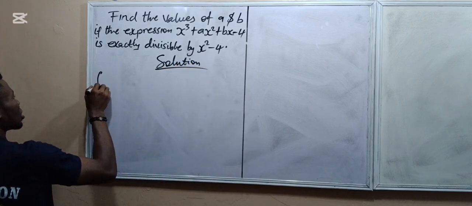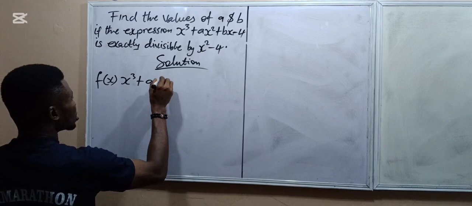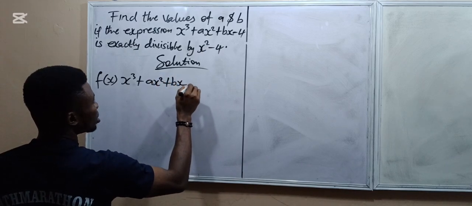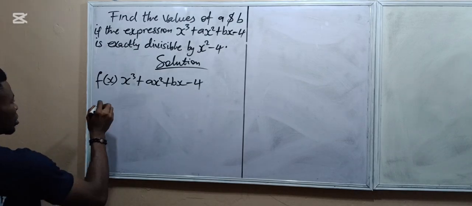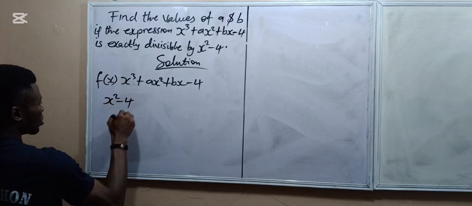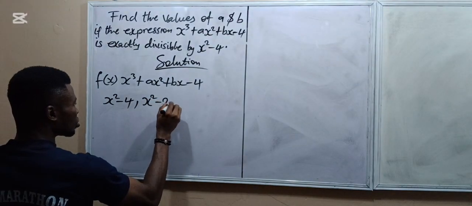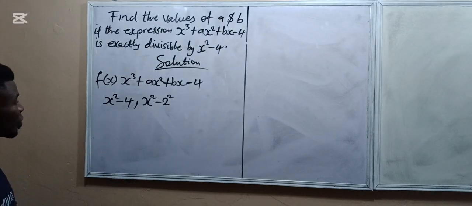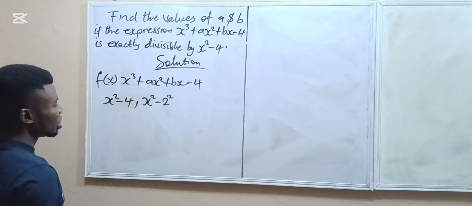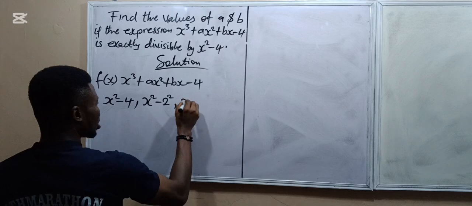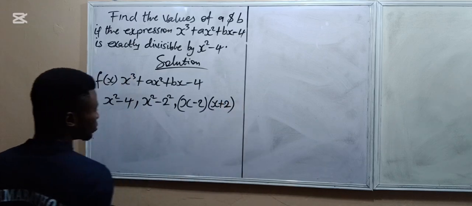Now f of x is x cubed plus ax squared plus bx minus 4. And it says it's exactly divisible by x squared minus 4. Of course, this can be written as x squared minus 2 squared. What are we seeing here? We are seeing a difference of two squares. I think we've done it. So this can be simplified as x minus 2 into x plus 2.